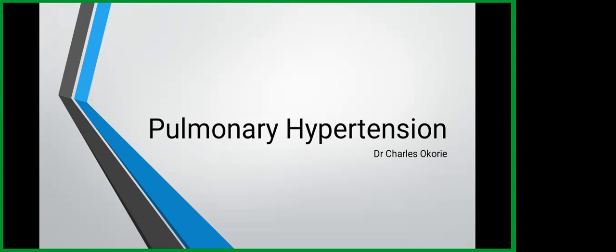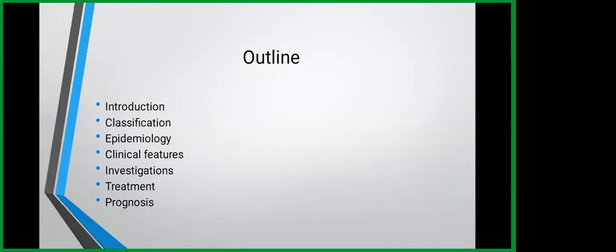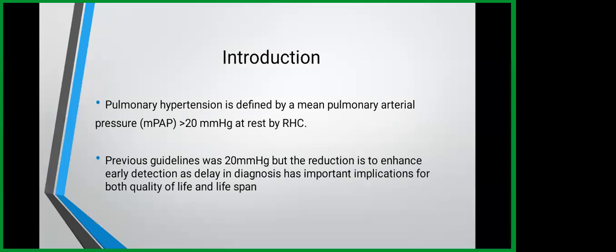Today we're looking at pulmonary hypertension. This is the outline we'll be using. Like we all know, pulmonary hypertension is defined by a mean pulmonary arterial pressure of more than 20 millimeters of mercury at rest, measured by right heart catheterization. Previously the cutoff used to be 25. This definition is according to the 2022 ESC guideline.